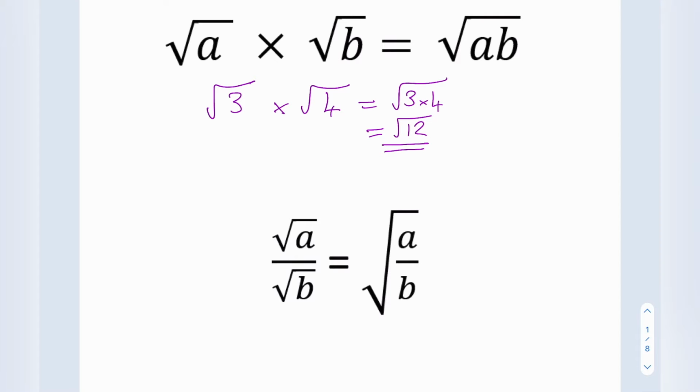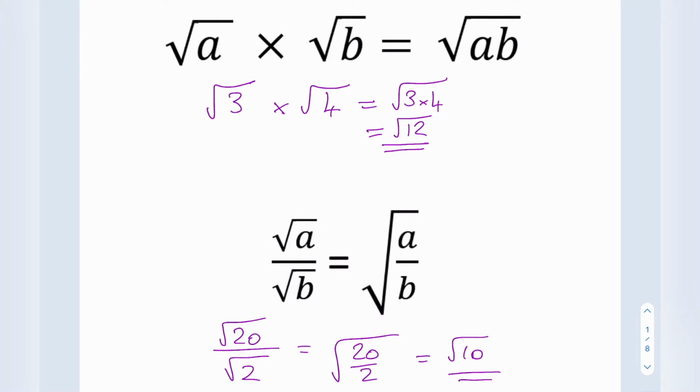If we apply a similar sort of technique for this next one, our second surd rule, it tells us that root A over root B means we can write this all under 1 surd. So let's say root 20 over root 2 becomes 20 over 2, which in this example would equal root 10. The multiplication rule, the first rule we met, is extremely important for our first topic, which is simplifying surds.